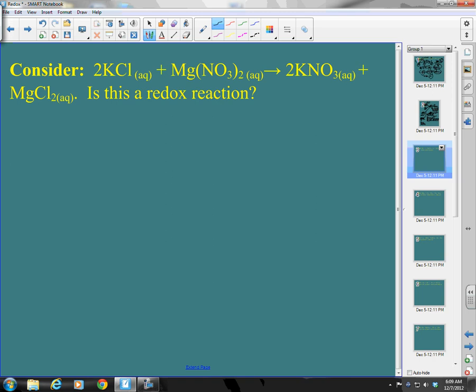Well, let's start here. I've got KCl. That is an ionic compound, so my K is +1. My chlorine is -1. Here's another ionic compound. The magnesium is easy. Magnesium is +2. Now I have NO3-, right? Okay, so my O's are -2, and that means my nitrogen must be +5. Okay, good. So we got that.